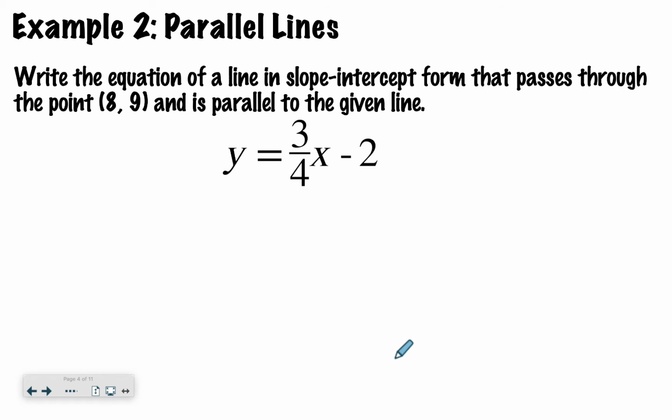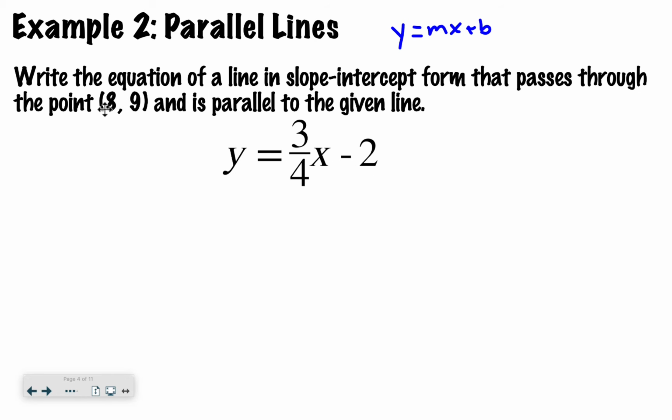So we want to write an equation of a line in slope-intercept form. Let's remember slope-intercept form is y = mx + b. We want to write an equation of the line in slope-intercept form that passes through the point (8, 9) and is parallel to the given line. Here's our given line, y = 3/4 x - 2.